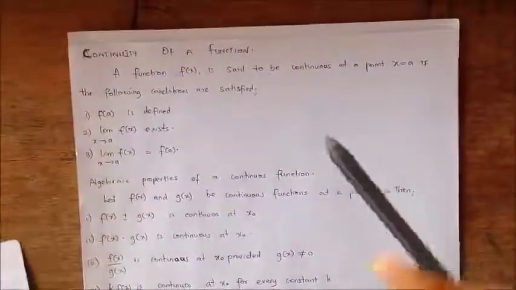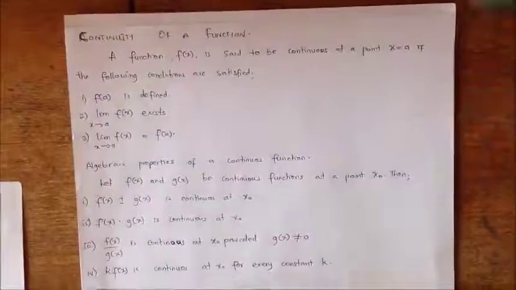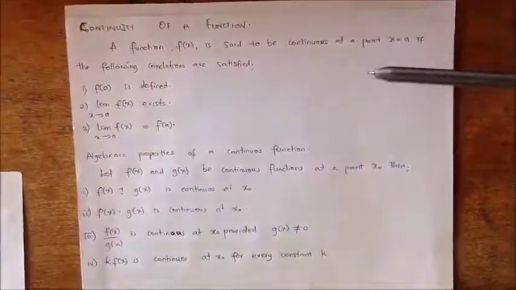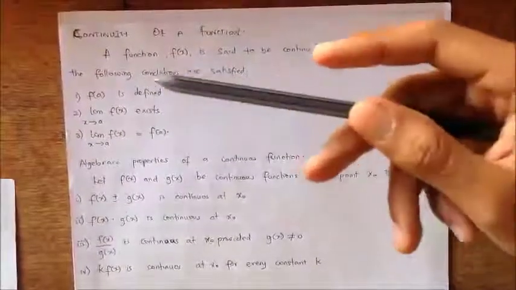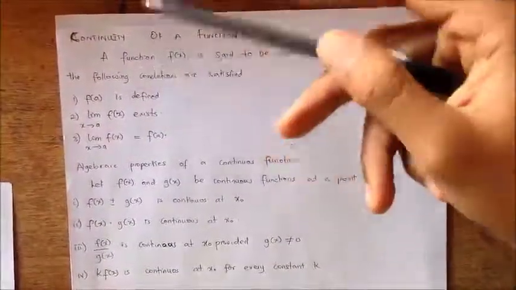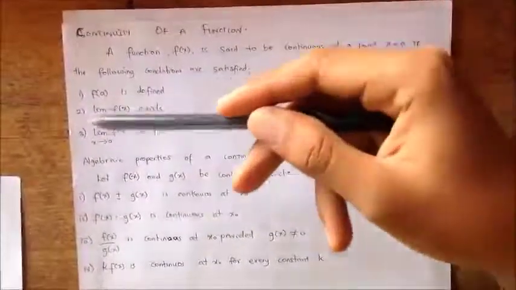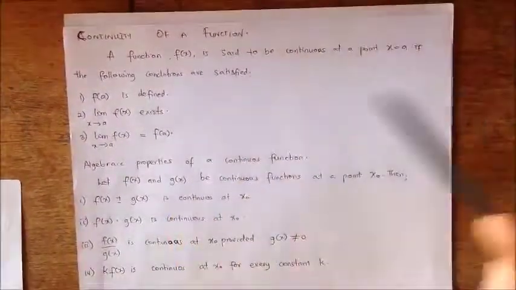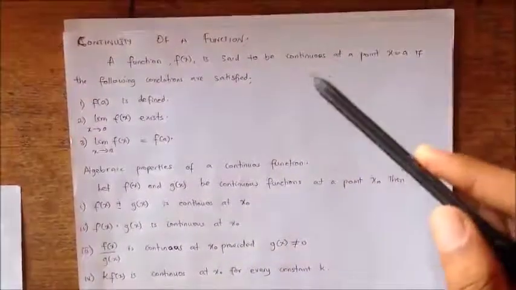So a function f of x is said to be continuous at a point. Let's call that point a, x equals a. If these conditions are satisfied: f of a is defined, and we've learned how to substitute constants into functions. F of a is defined. The limit as x tends to a of f of x exists. That's the left-sided equal to the right-sided, or we can just substitute directly also.